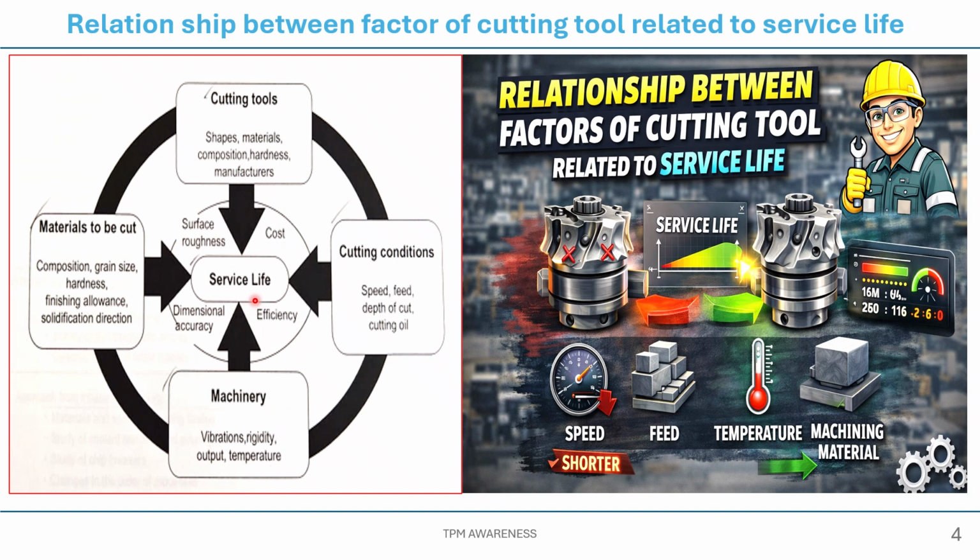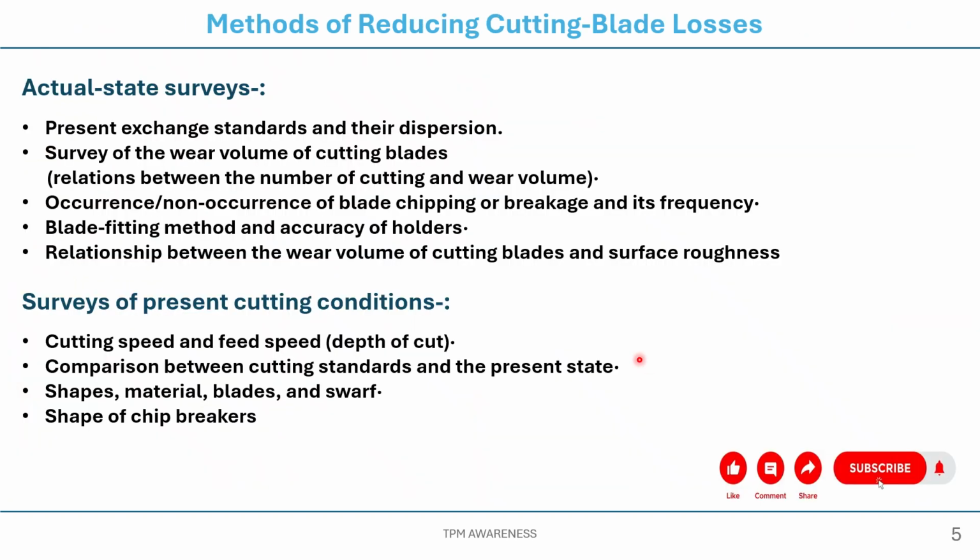If you see this diagram, it shows that the cutting tool shapes, material composition, hardness, and manufacturing also affect the service life. Cutting conditions like speed, feed, depth of cut, cutting oil, then machinery, vibrations, rigidity, output, temperature, and material to be cut like composition, grain size, hardness, finishing allowance and solidification directions. If you can see in this diagram, speed, feed, temperature and machine material shorten the service life of the machine.